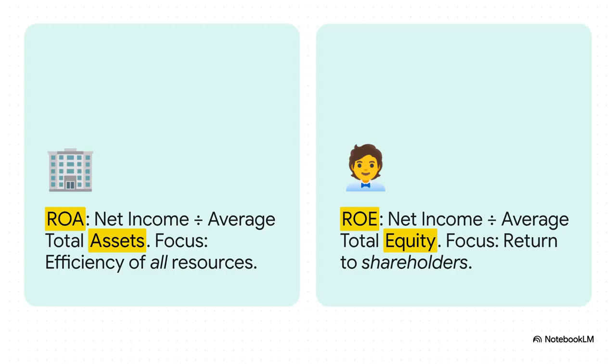To really hammer home that second point, let's put ROA and ROE side by side. See? The top number, net income, is exactly the same. But the bottom number, the denominator, is what changes everything. ROA looks at all the assets, the entire resource base of the company. Its focus is on total operational efficiency. ROE, on the other hand, narrows in on just the owner's piece of the pie, the equity. It asks, what's the return specifically for the shareholders? They're two different ratios answering two very different questions.